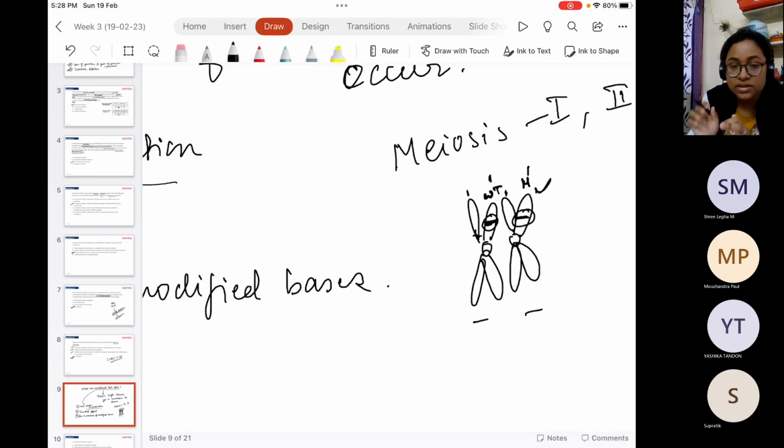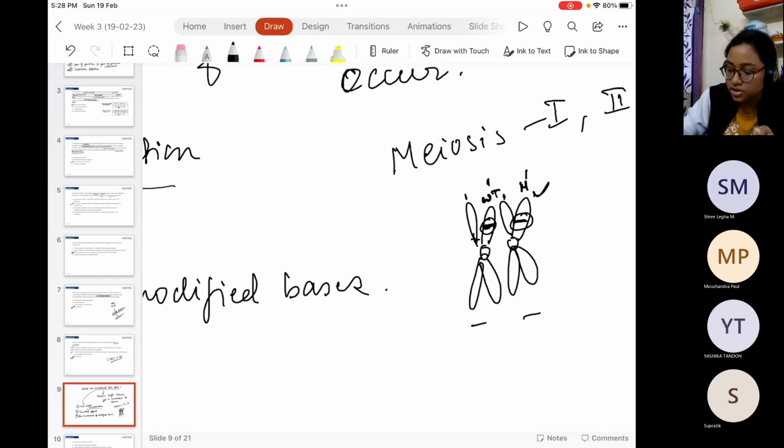So at the same locus, this is called the locus of a gene where both the alleles are present in the chromosome. So it gets exchanged here, and this particular gene gets exchanged to this. So this is a simple recombination.